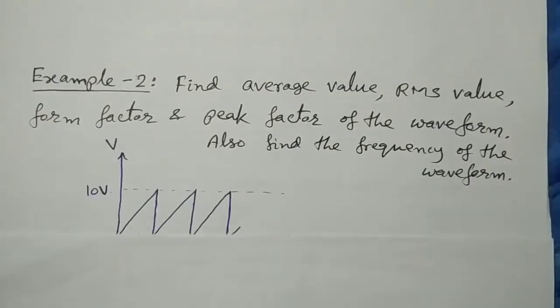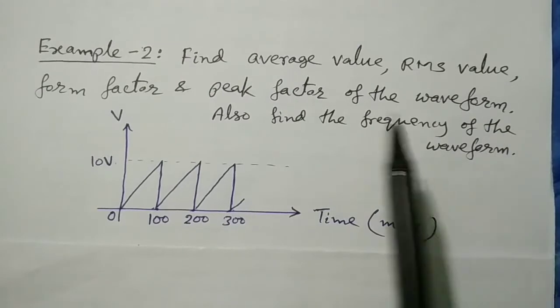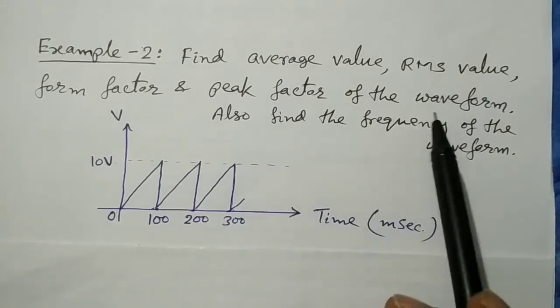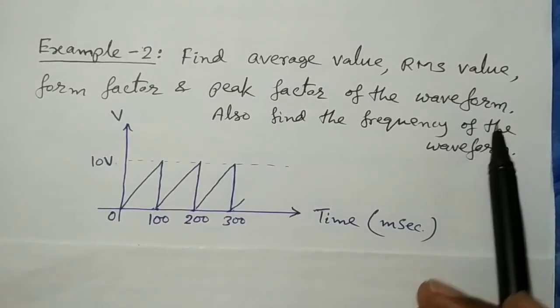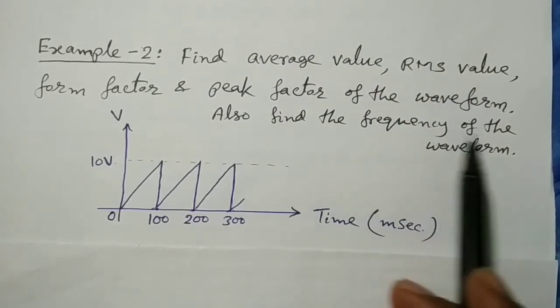In the next question, find the average value, RMS value, form factor and peak factor of the sawtooth waveform. This is called a sawtooth waveform. And also find the frequency of this waveform.